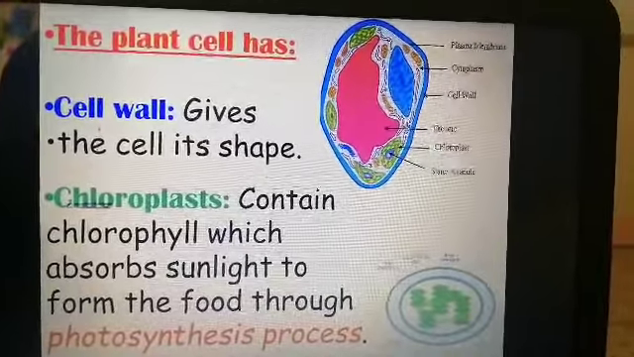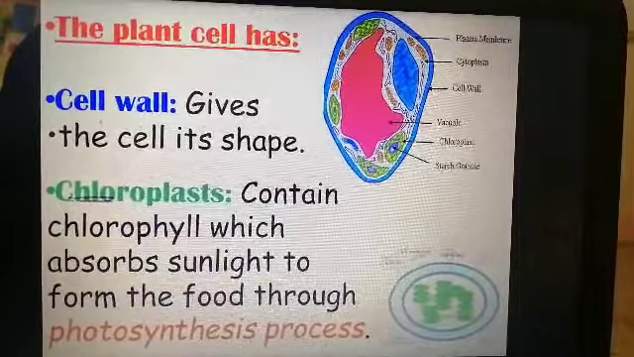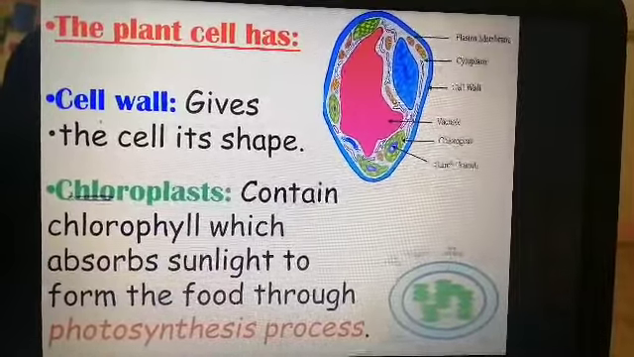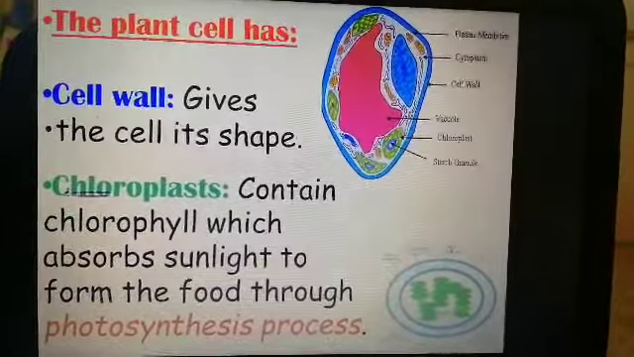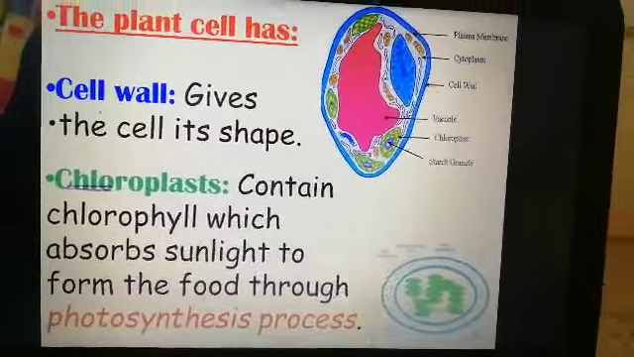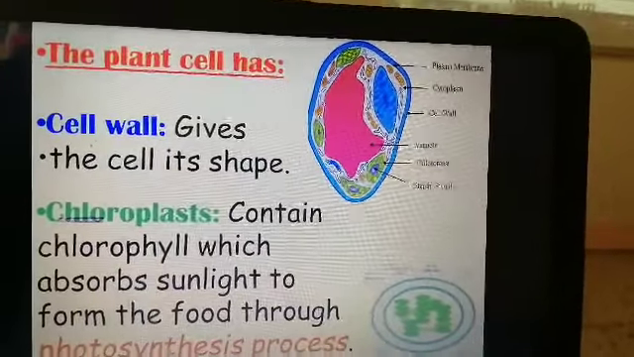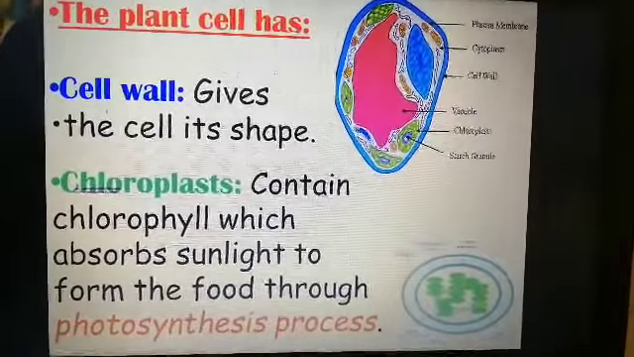It contains chloroplasts, which contain chlorophyll, the green substance, which is responsible for absorbing the sunlight, which is necessary for the photosynthesis process. So the plant cell is characterized by having a cell wall and chloroplasts. And the animal cell does not have a cell wall and chloroplasts.